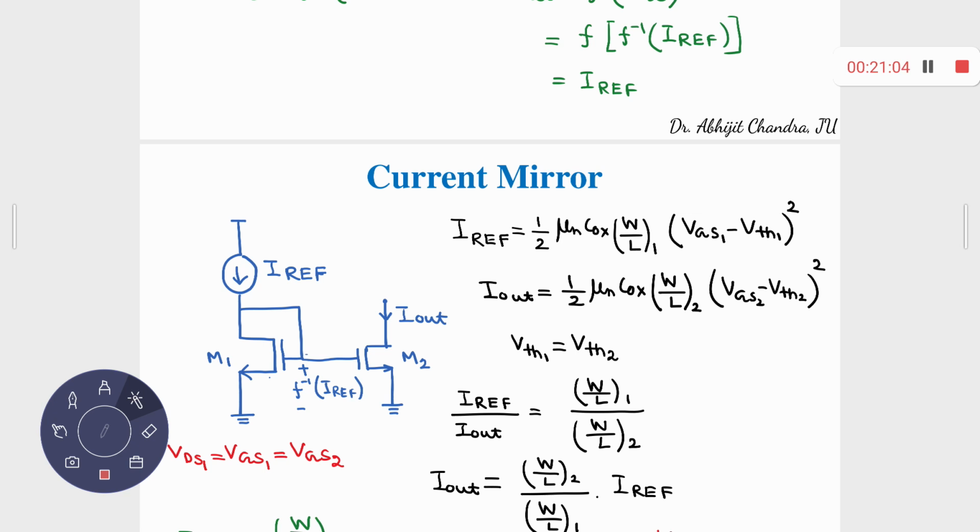But that description we have arrived at, I out is equal to W by L2 upon W by L1 into I reference, is derived with some simplistic assumption. What is that assumption? The expression that we have got, I out is equal to W by L2 by W by L1 into I reference, is obtained with some simplistic assumption. Okay, VTH1 equal to VTH2, that's fine.